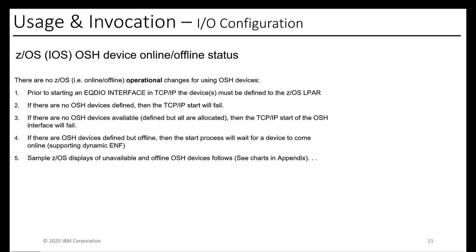If there are no OSH devices available, they're defined, but they're not allocated, then TCP/IP start interface will fail as well. So basically it's defined, but nothing's available. Can't wait for it because there are none available. 2 and 3 are very similar. If there are OSH devices, but they're just offline, then the start of that interface will wait, and it supports dynamic ENF. It'll wake us up when a device becomes available, comparable to OSD. So again, in the appendix, we have examples of the displays and the configuration.